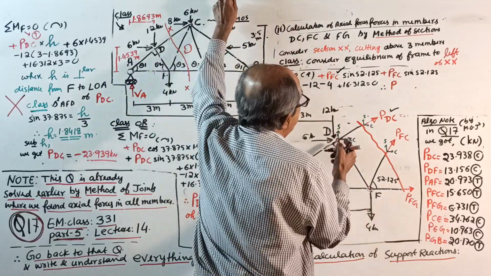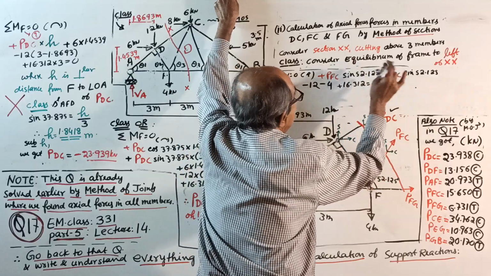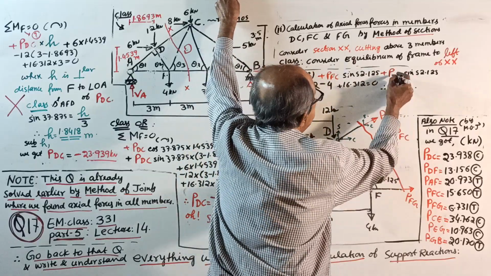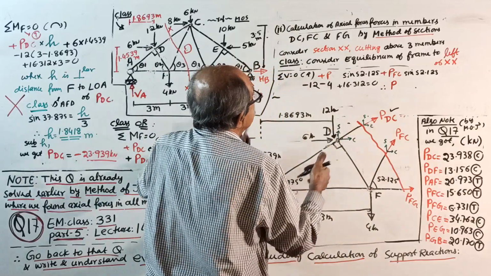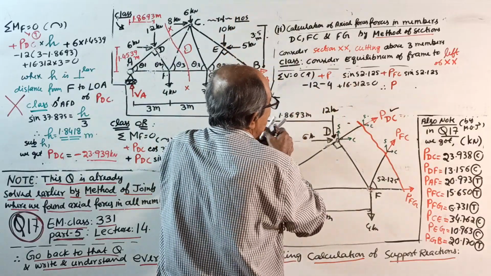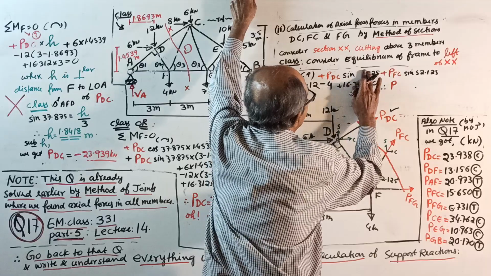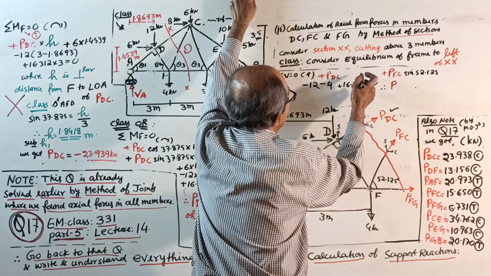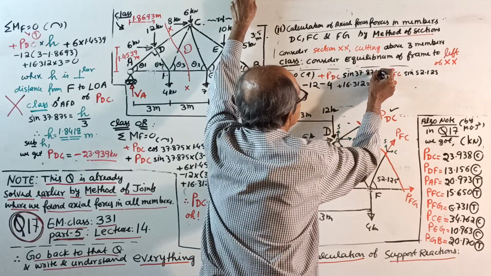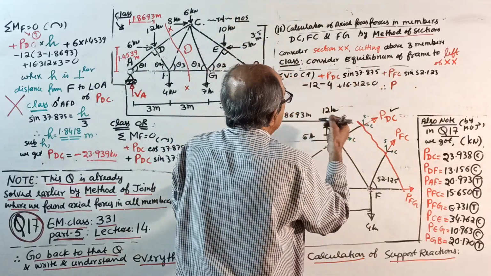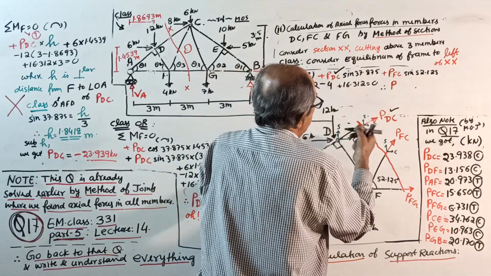This is PDC. Oh, sorry. This is PDC, and this is PFC, correct. By mistake I put the wrong answer. This is PDC, print mistake. PDC sine 37.875. Okay, this happens, human beings. You already know the value of PDC here. Substitute, you get the value of PFC.